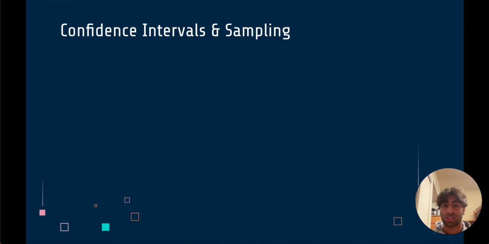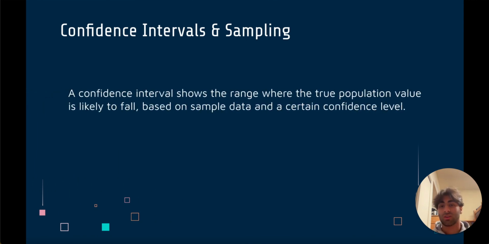Moving on to confidence intervals and sampling. A confidence interval shows the range where the true population value is likely to fall, based on sampled data and a certain confidence level. So let's do a quick example now.